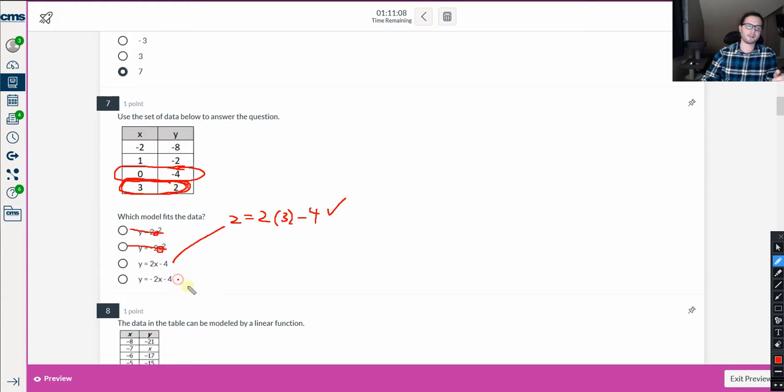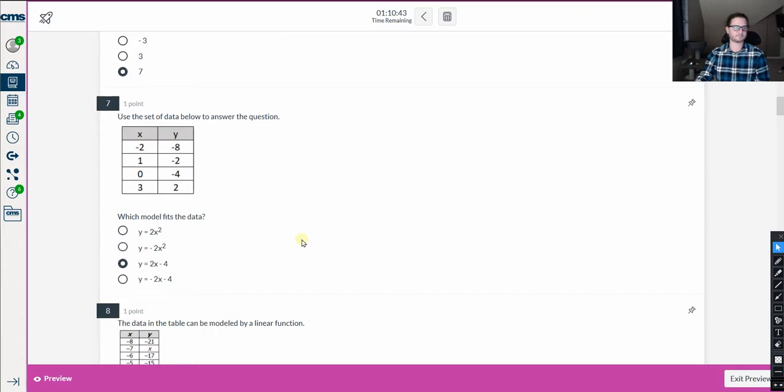For this one down here, however, we would have 2 equals negative 2 times 3 minus 4. And this one has a different problem. Negative 2 times 3 would equal negative 6. Negative 6 minus 4 should equal negative 10, not positive 2. So for number 7, the correct answer would have been the third answer choice.